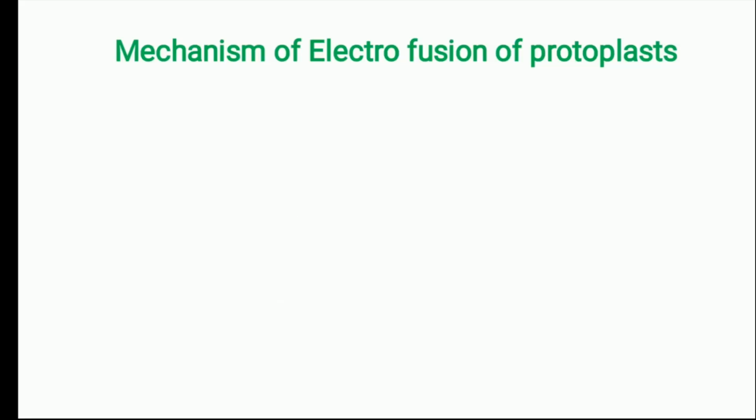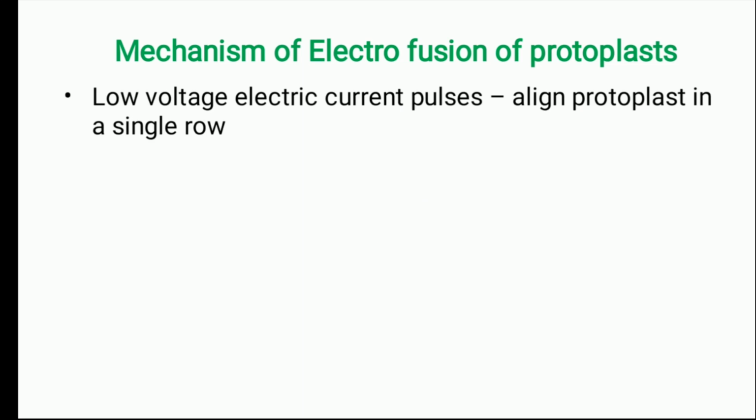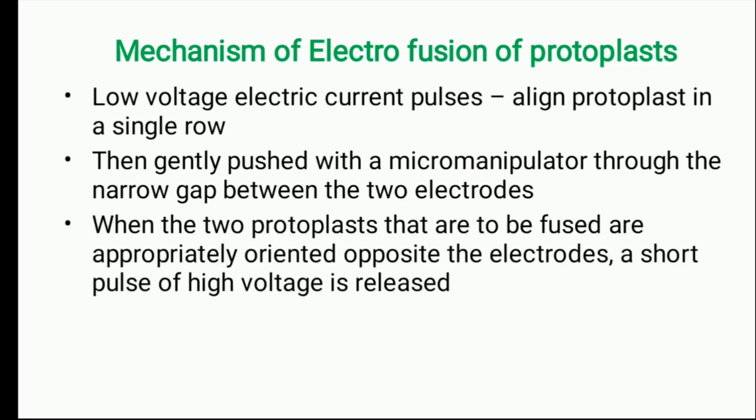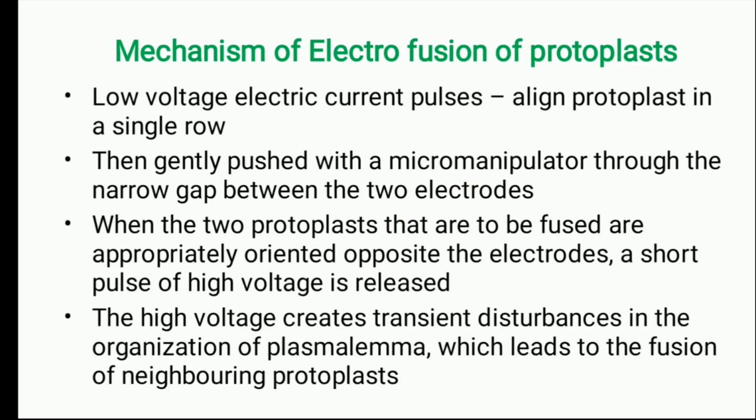Mechanism of electrofusion of protoplasts. Here they apply low voltage electric current pulses, and the protoplasts are aligned between two electrodes in a single row. Then they are gently pushed with a micromanipulator through the narrow gap between the two electrodes. When the two protoplasts that are to be fused are appropriately oriented opposite the electrodes, a short pulse of high voltage is released. The high voltage creates transient disturbances in the organization of the plasma membrane, which leads to the fusion of the neighboring protoplasts.